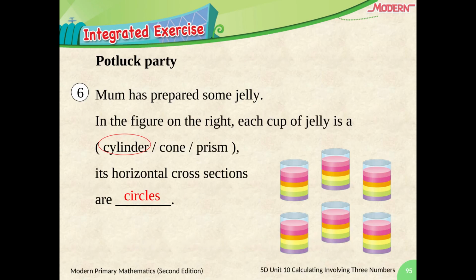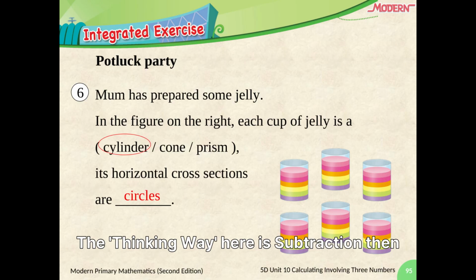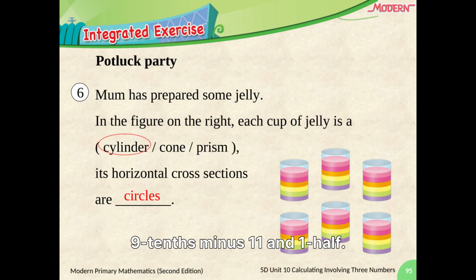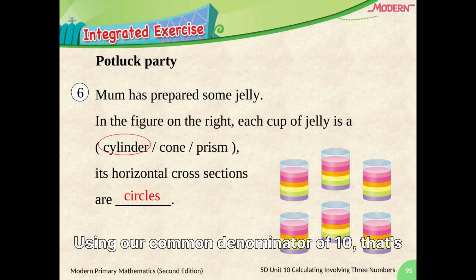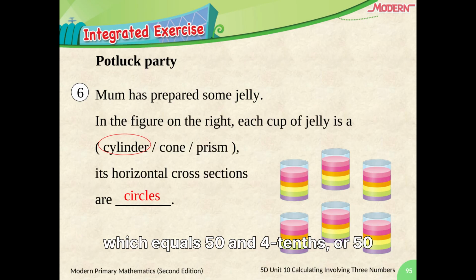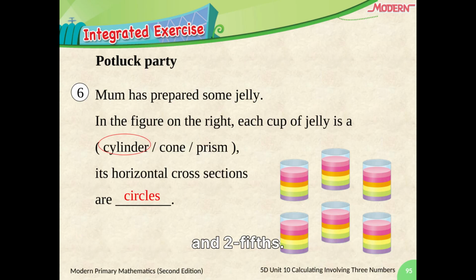Exercise 13. Ada has $61.09. She buys a sandwich for $11.50 and wants to use the rest for bread that costs $8.25 a bag. How many bags can she buy? The thinking way here is subtraction then division. First, find the remaining money, 61.09 minus 11.5. Using our common denominator of 10, that's 61.09 minus 11.5, which equals 50.4, or 50.25.